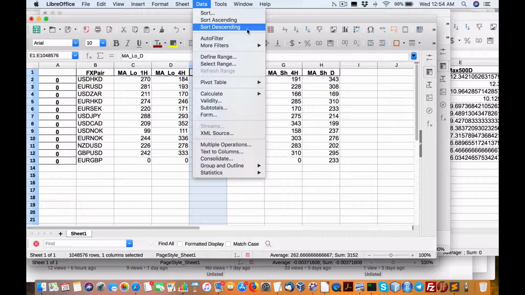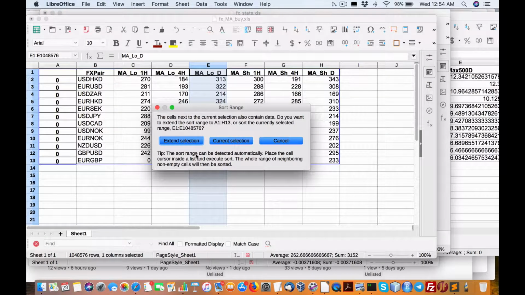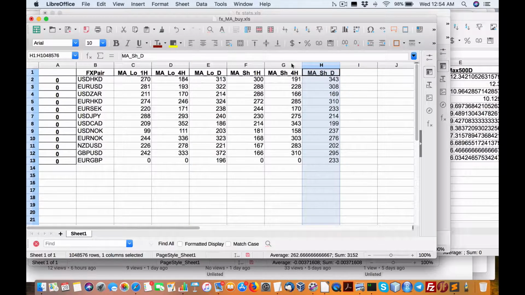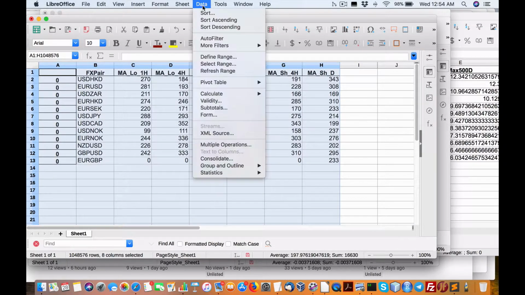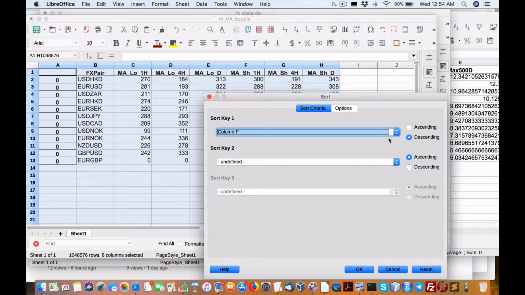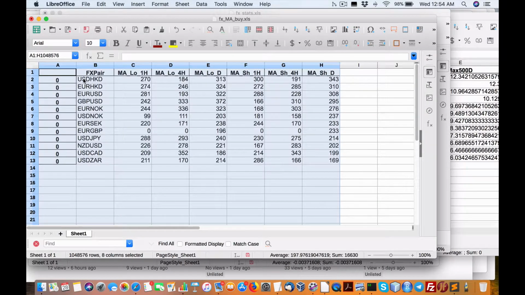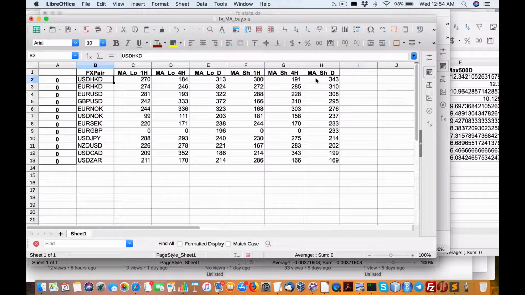Let's just do column H first. This is confusing, but of course I'll build out a report on this to automate it. So we want to do a sort on column H descending. Okay, so here we go. For the short term, meaning the 20 crosses over the 50, USD Hong Kong dollar has the most number, followed by Euro Hong Kong, Euro USD, and so on and so forth. So again, this is daily data.